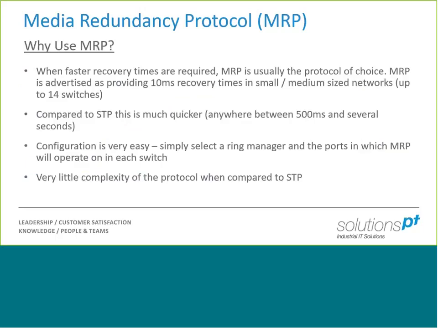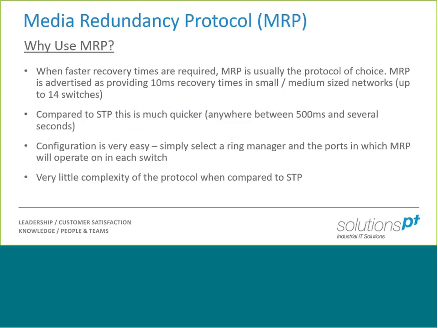So that brings us on to why we would use MRP then, and that really comes down mainly to the faster recovery times. So in a standard, or at least a small to medium-sized network of up to 14 switches, MRP can recover in about 10 milliseconds. So should one of your uplinks fail, you've got about 10 milliseconds of delay before the network recovers. And generally speaking, you won't see a single ping being dropped should you have a failure on an MRP network.